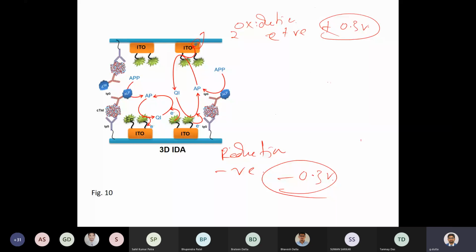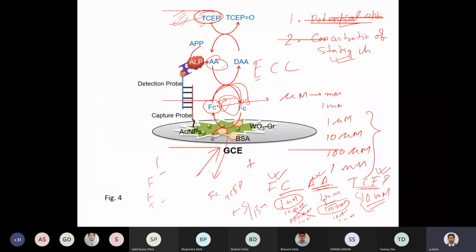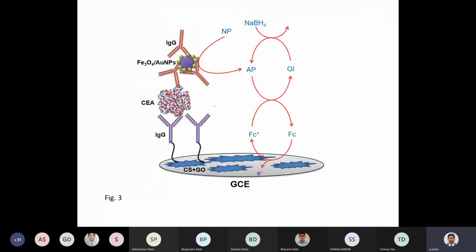So you can develop two electrode surfaces, and in between, with ITO, you put some indium tin oxide coated electrode. On that surface you can put the FC. Instead of using FC in the solution, you can use the FC on the surface also. As I said, the ruthenium hexamine or FC you can use in the solution, right? But if you see the structure of FC, what is the structure of FC?